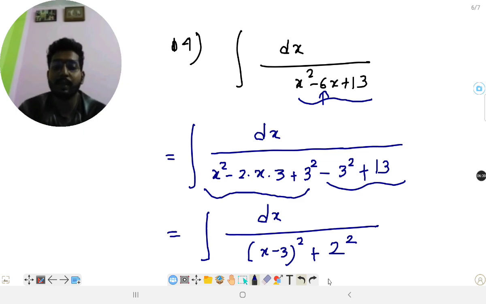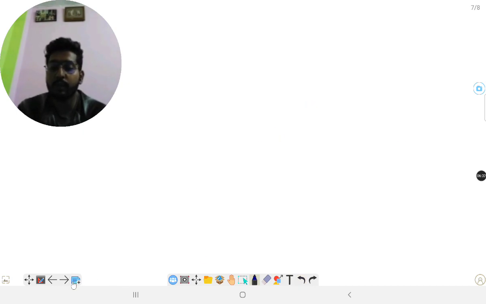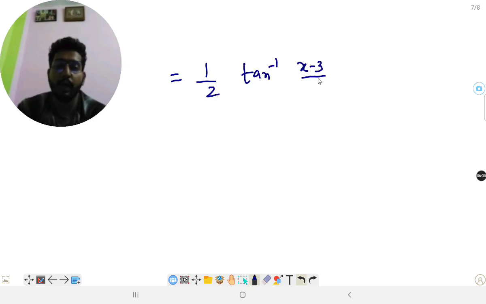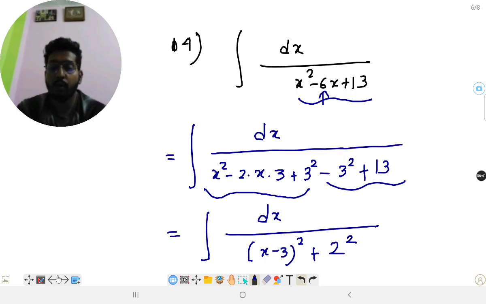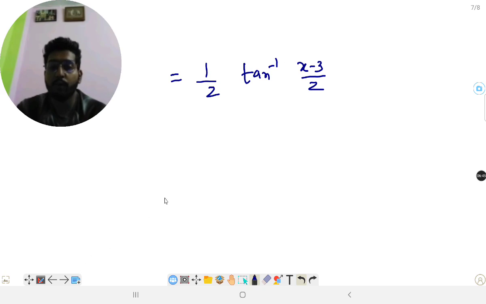So it is of the form x square plus a square. Now what is the formula for x square plus a square? The formula is 1 by a tan inverse of x by a, like this. 1 by a tan inverse of x by a. So this is the form.